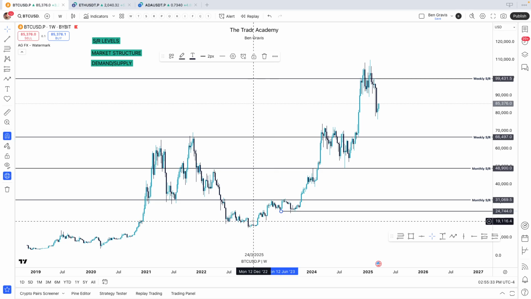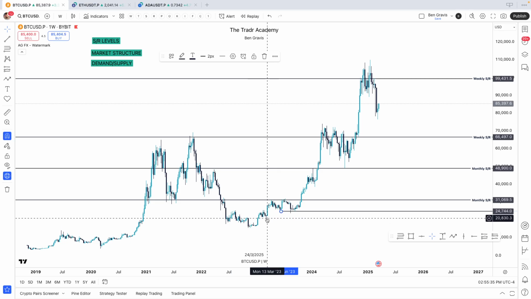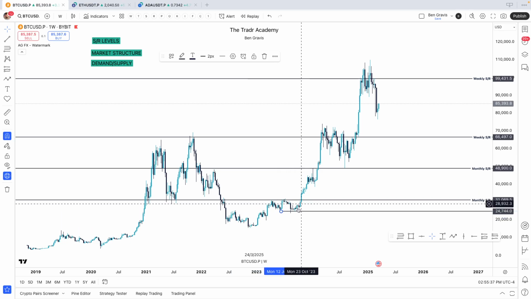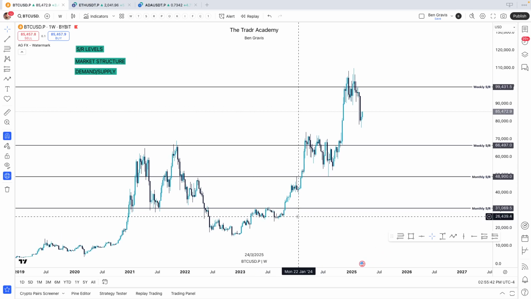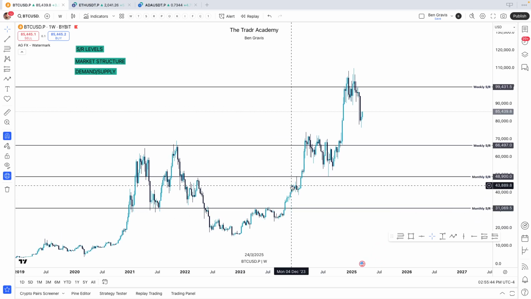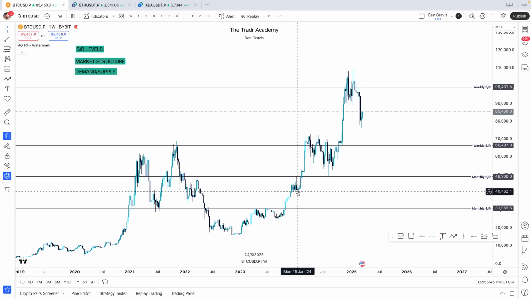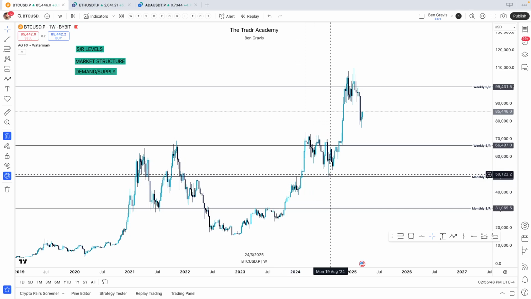So what do you have? Higher high, higher low, higher high, higher low, higher high, higher low. Still higher low, looking at this one, and even with this one. So you're still in the uptrend.